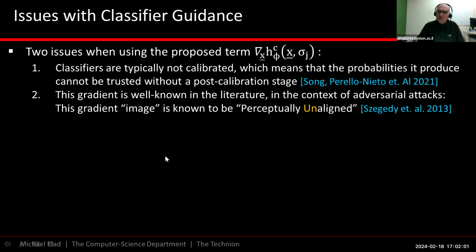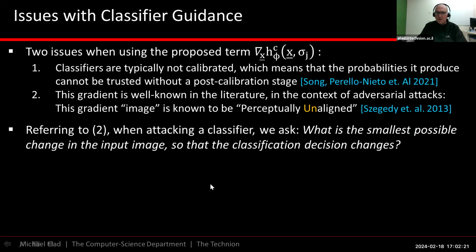We are taking a gradient of a classifier. Now, we already know for 10 years that gradients of classifiers look horrible. They look horrible. Let me remind you why. There is something called adversarial attacks. This is the work of Szegedy in 2013 and a lot of papers that came afterwards.